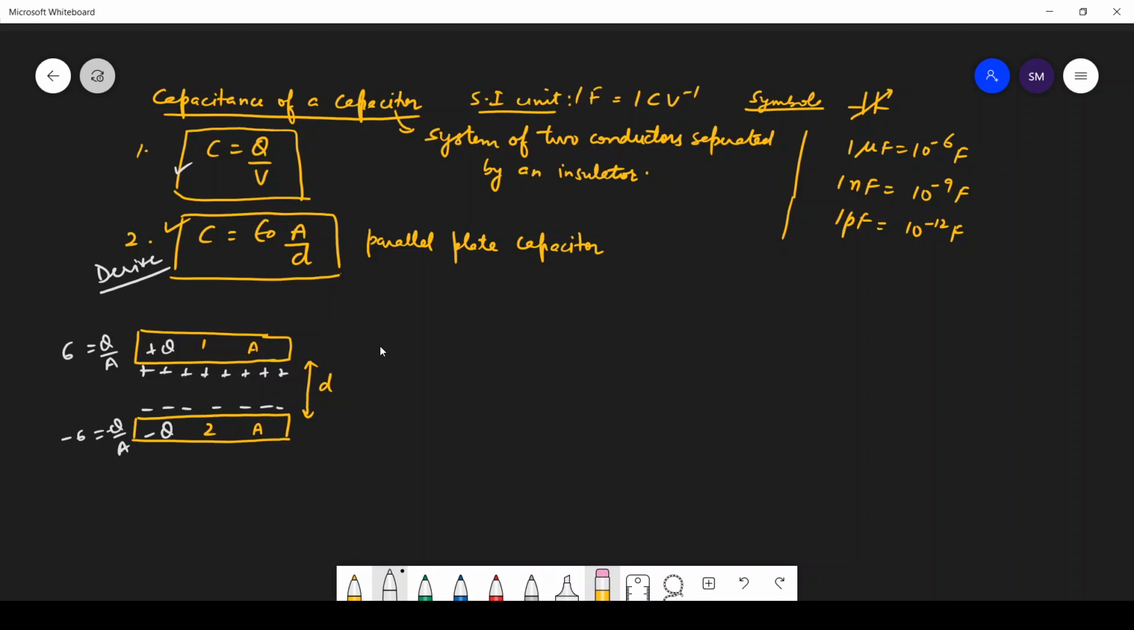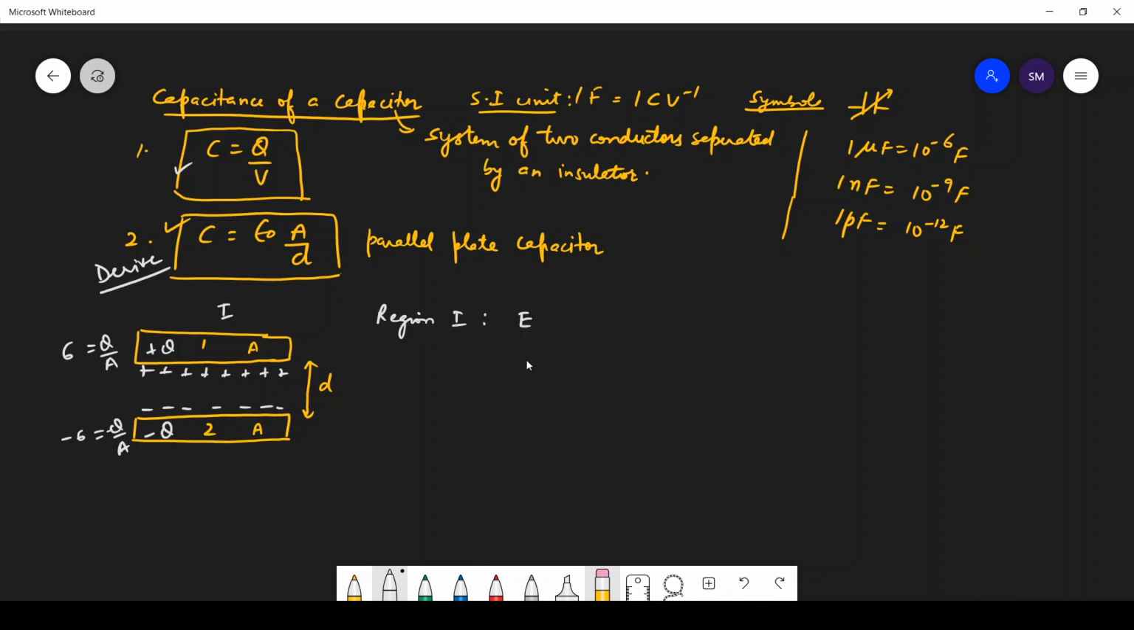Now, here we will have three regions. One is the region above plate A. So we take it as region 1. So region 1, or you can say outer region 1, what will be the electric field?